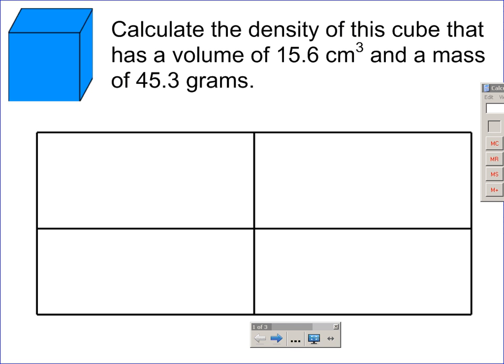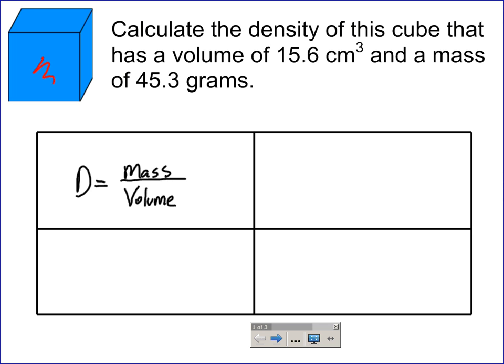Today we're going to do a quick review as to how you compute density. So we're going to take this object that you see here in the upper left-hand corner, and we are going to calculate the density of this cube that has a volume of 15.6 cubic centimeters and a mass of 45.3 grams. In order to do this, we need to use the formula that we've been using in class, which is density is equal to mass divided by volume.